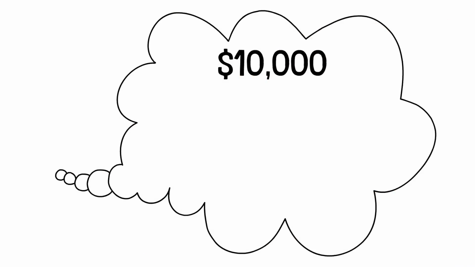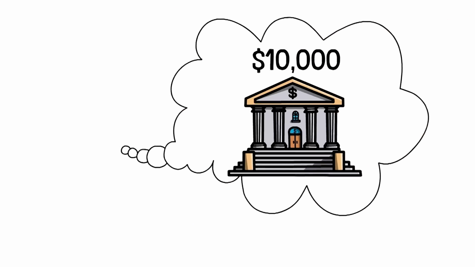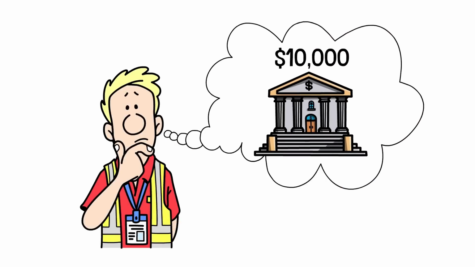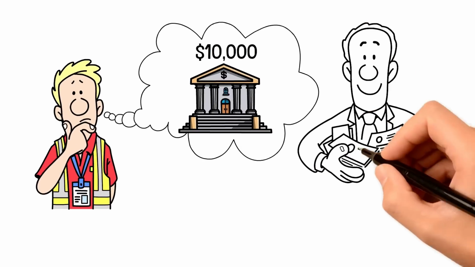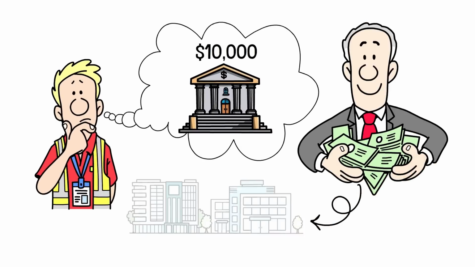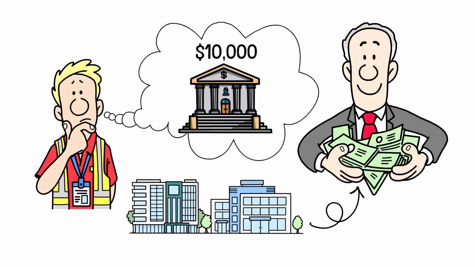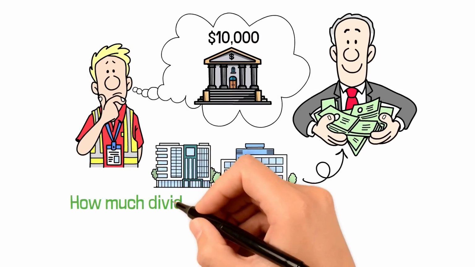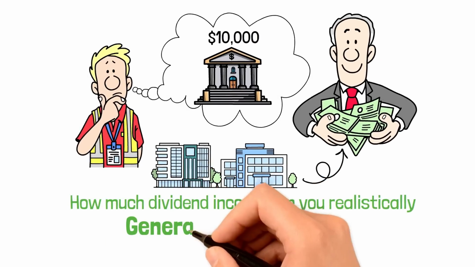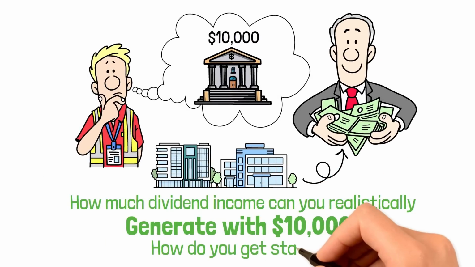Imagine you've got $10,000 sitting in your bank account, and you're wondering how to make that money work for you. You've heard about dividend investing, those regular payouts from companies that can provide a steady stream of passive income. But how much dividend income can you realistically generate with $10,000? And how do you get started?